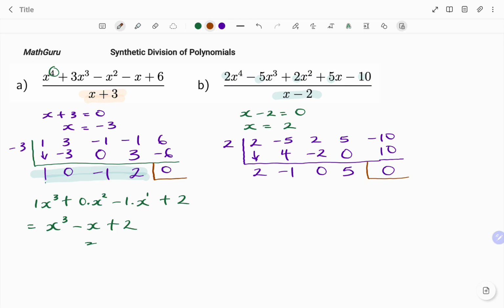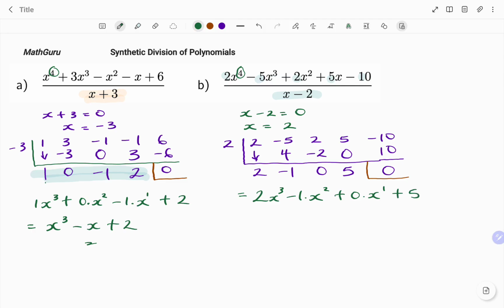So therefore, writing out my answer, note that the answer below, that's 2, negative 1, 0, and 5, are the coefficients of my answers. And then I'm also going to always drop the power of my original polynomial by 1. So starting with 2, I have 2 because the highest power is 4. Dropping by 1, that will be 2x to the power of 3. The next coefficient, negative 1 times x to the power of 2 plus 0 times x to the power of 1 plus 5. That's the constant term because I have x to the power of 0, which is 1.